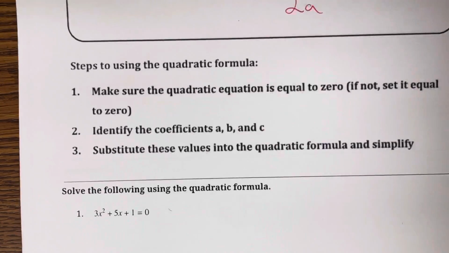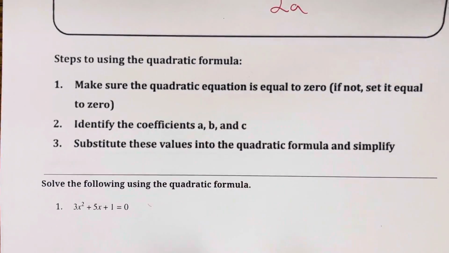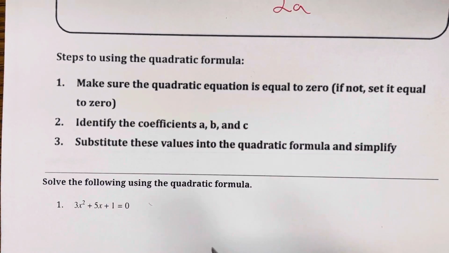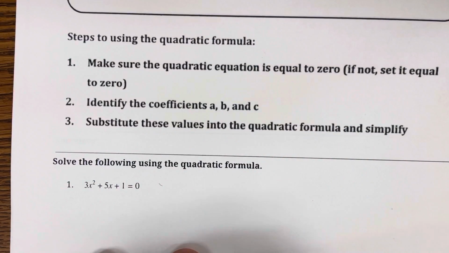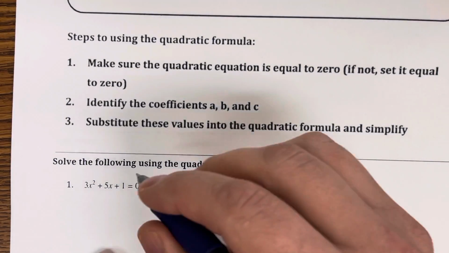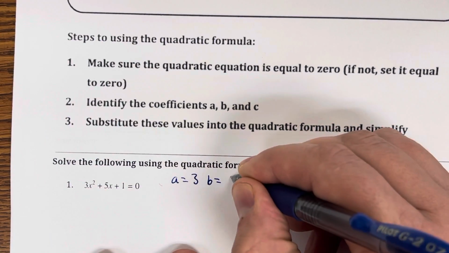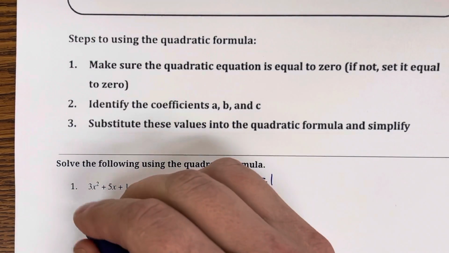So in order to use the quadratic formula, first step, the equation has to say equals 0. After that, we'll identify a, b, and c, and then we will substitute those into the quadratic formula and simplify. So first example, 3x squared plus 5x plus 1. A is equal to 3, b is equal to 5, and c is equal to 1. We have identified those.